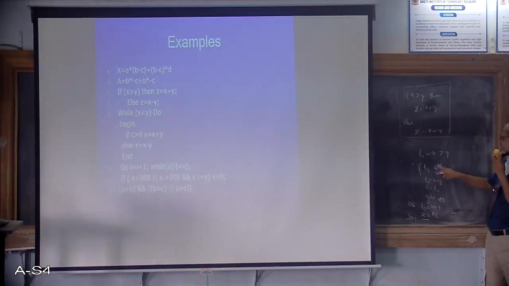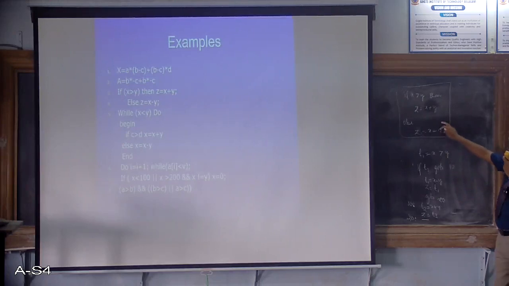Now if t1 is false, then I'm going to evaluate t1 equal to x minus y, z equal to t1, and then I'm going to label 20, which is the statement that follows the entire if else statement. This is how the three address code is generated for this.